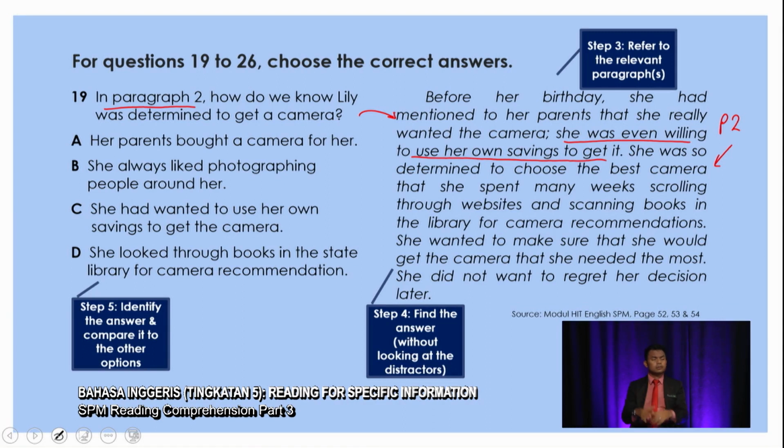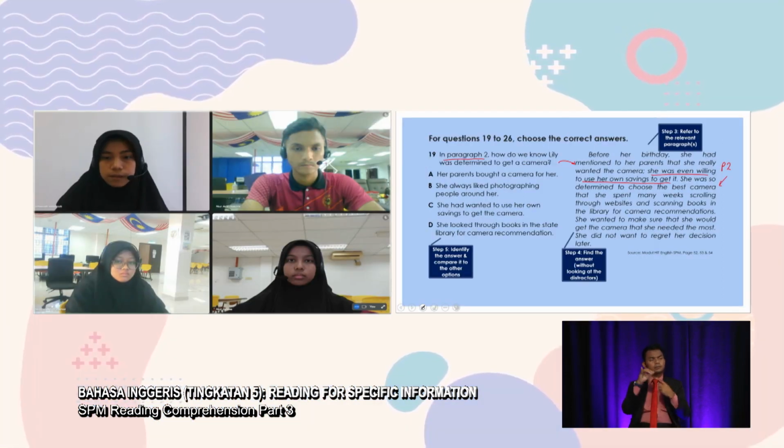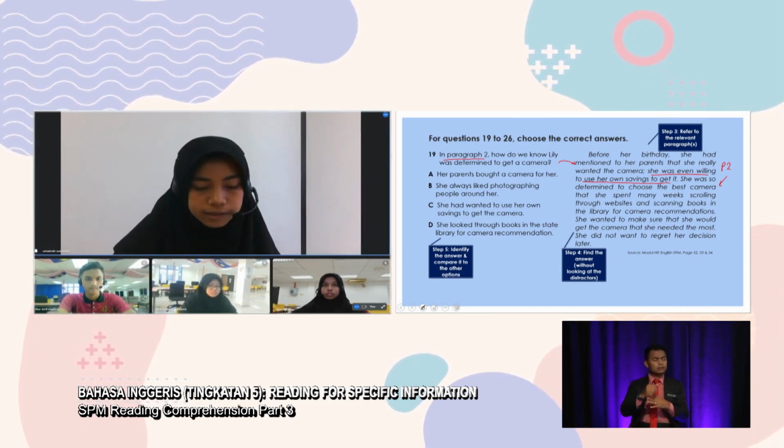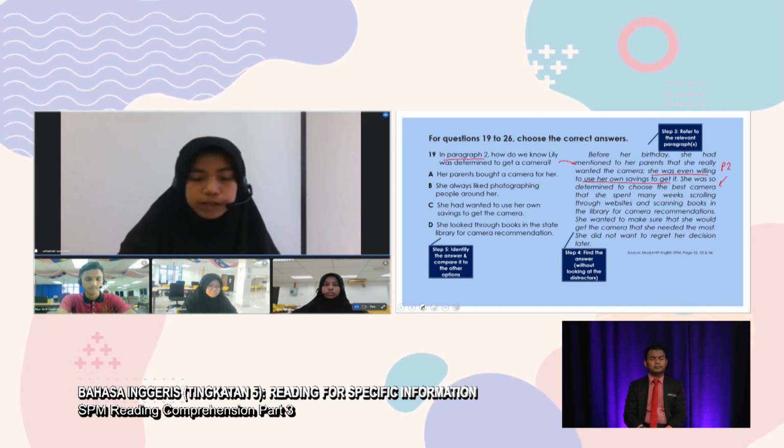Now we need to compare it to the other options. We've got option A, her parents bought a camera for her. Option B, she always liked photographing people around her. Option C, she had wanted to use her own savings to get the camera. And option D, she looked through books in the State Library for camera recommendation. So could somebody tell me which one's the answer, A, B, C, or D? The answer is C. She had wanted to use her own savings to get the camera.